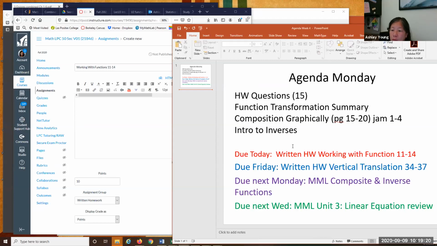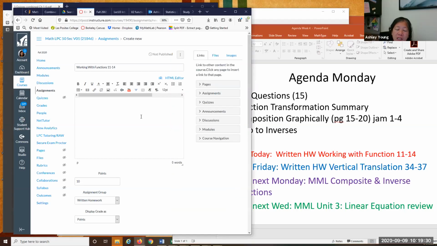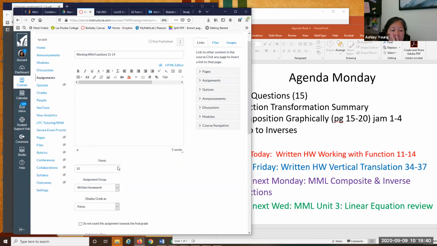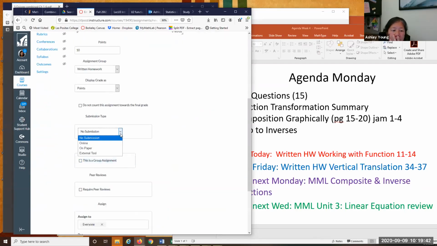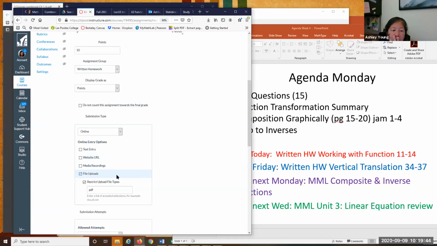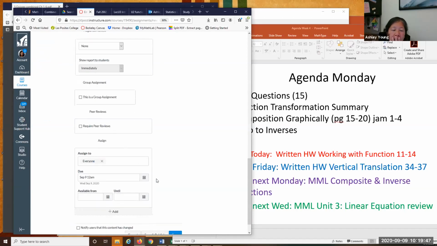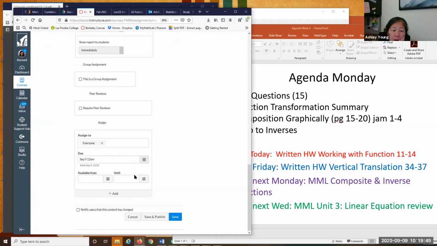In the meantime, what I want to work on is, so no homework questions. Let's take a look at composition graphically. But I'll show you guys this one. So you're going to be turning this page in. You need to do it online, uploading a PDF, and save it as one PDF file. I will bounce it back to you if you don't. You can turn it in later on if you want.